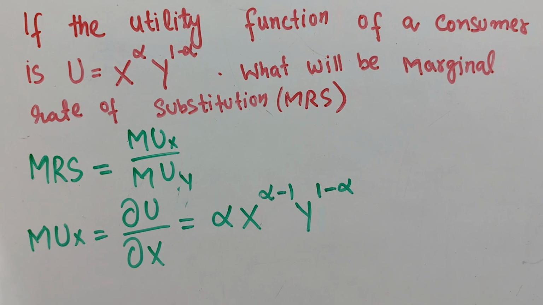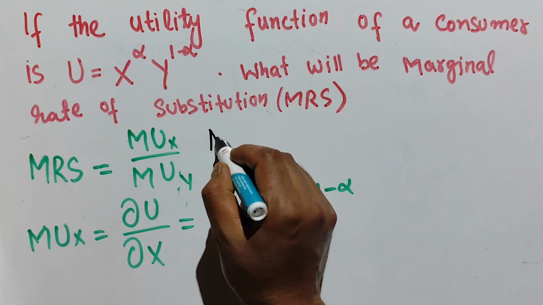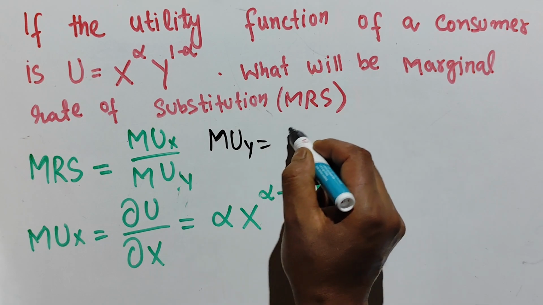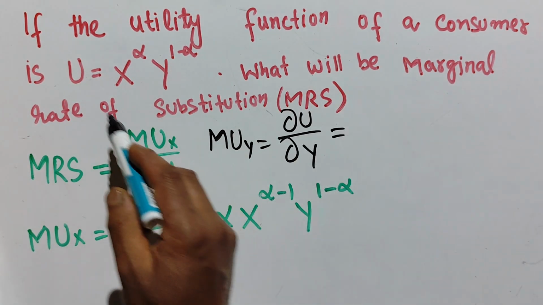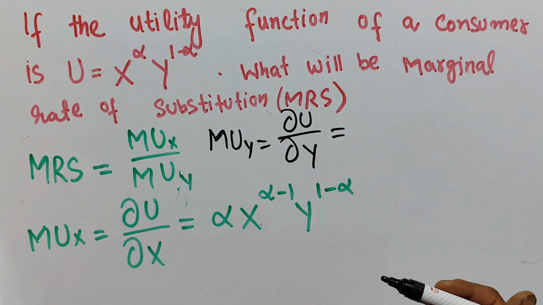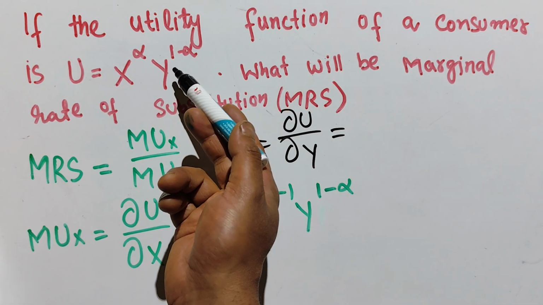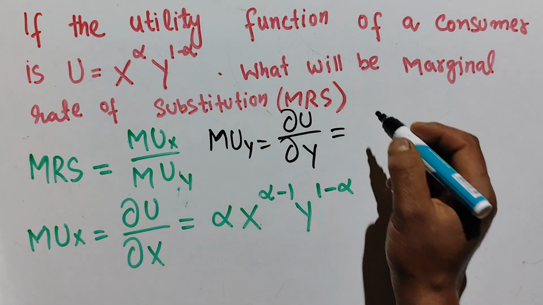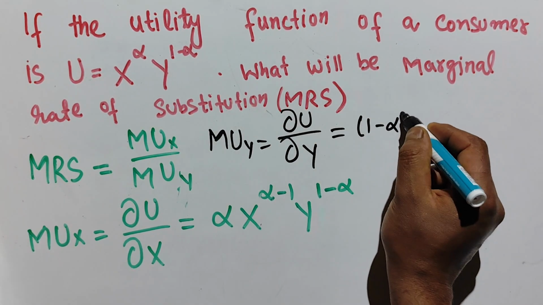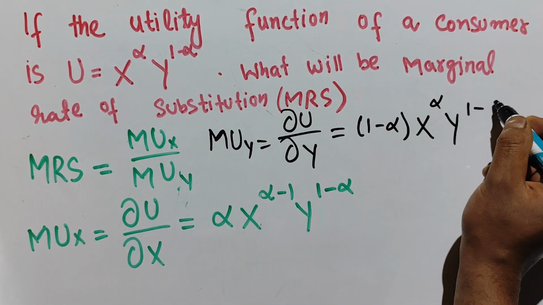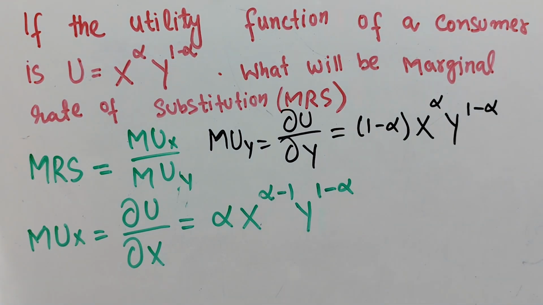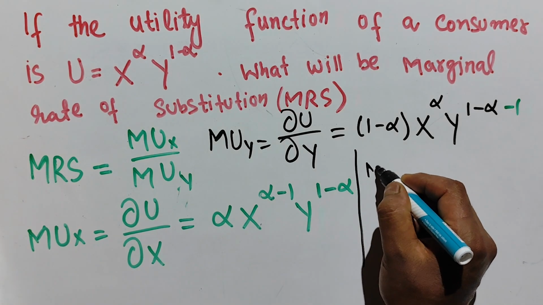Similarly, marginal utility of good y, if I write it here, means the change in the utility due to the change in the consumption of good y. That is the partial derivative of this utility function with respect to y this time. The exponent of y is 1 minus alpha, it becomes the coefficient 1 minus alpha, x remains the same as x to the alpha, and we have y raised to the power 1 minus alpha with its exponent subtracted by 1 by the power function rule. Okay, now let's find the ratio, that is MRS.